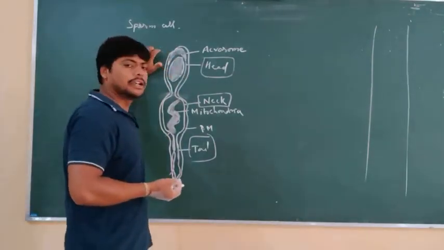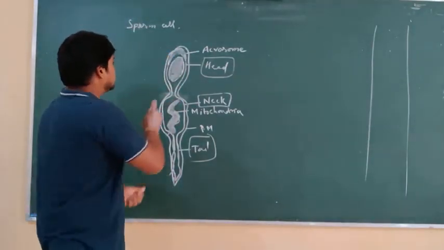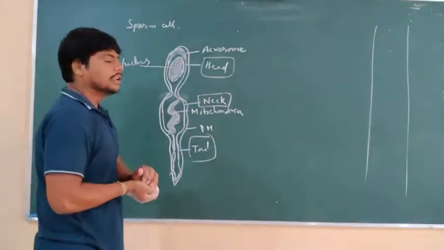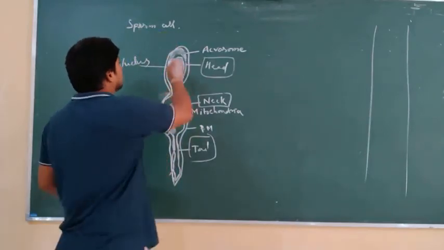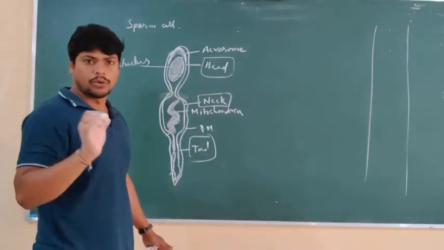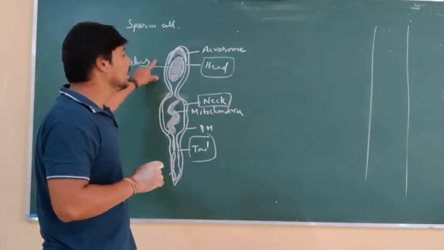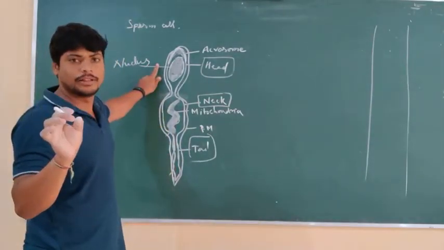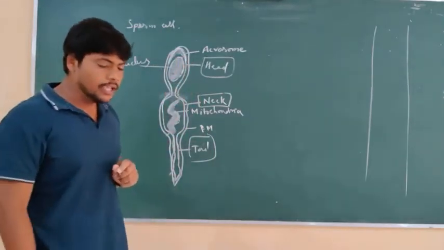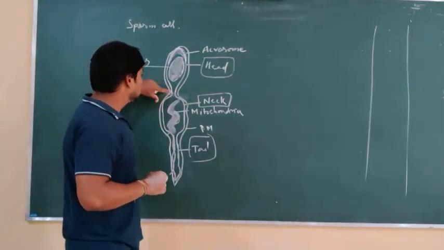If you take the head region, it consists of the nucleus. The tip of the head contains one important enzyme-containing part called the acrosome. This acrosome helps in degradation of the membrane of the ovum, which helps in deposition of the nucleus into the ovum and causes fertilization. And next is the neck region.